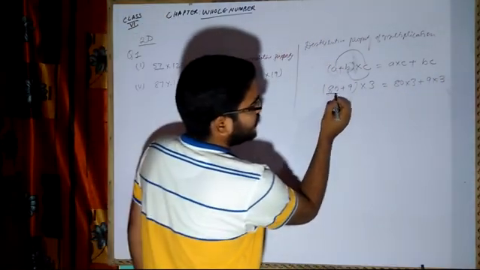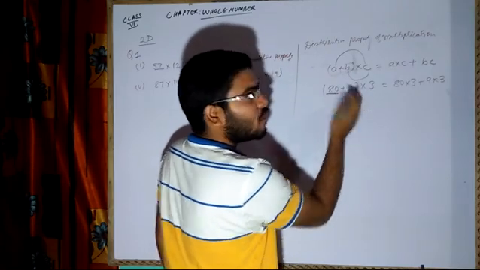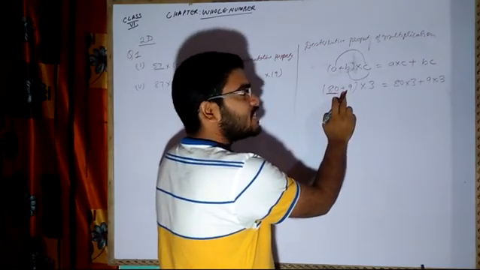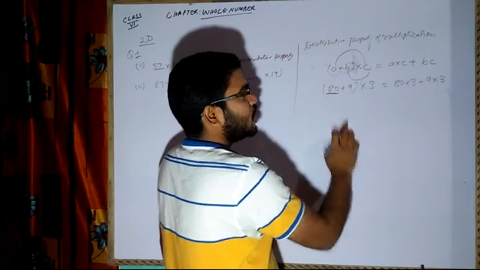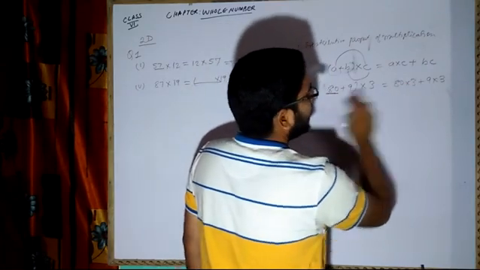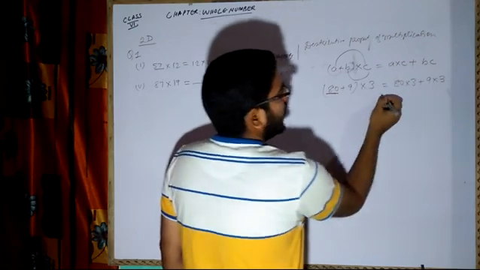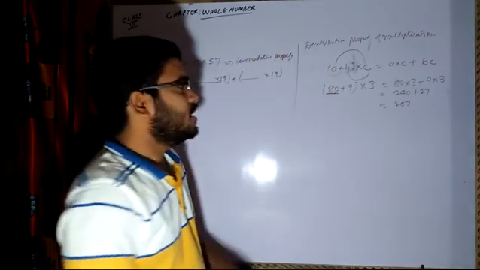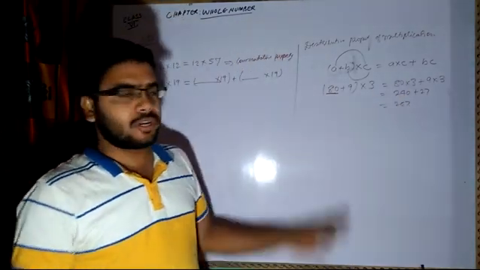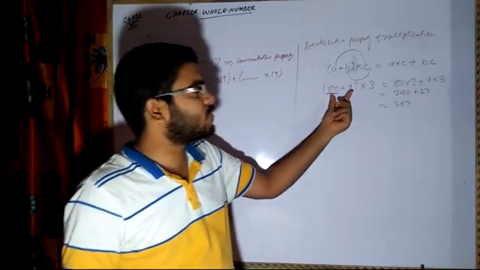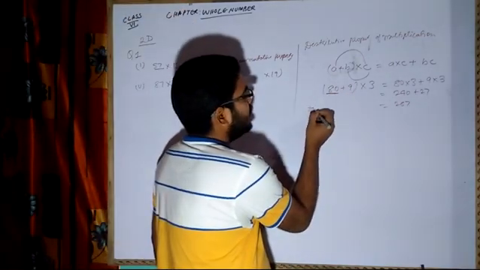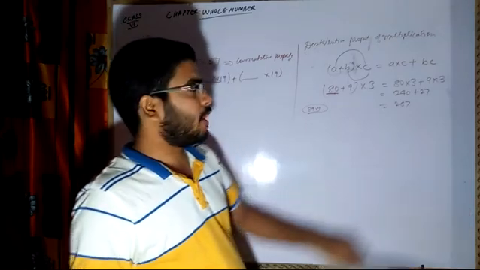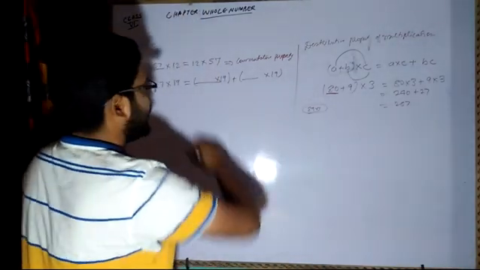Understood? Whichever symbol you are having inside this bracket, that symbol will remain. If you don't want to write it out, you can directly write 80 into 3, 240, and then you will get 240 plus 27, that means 267. In this way, it is very easy to multiply using the distributive property. If you don't know it, then you have to add these numbers, and it will become 89 into 3. So this will take more time as compared to this one. Understood?